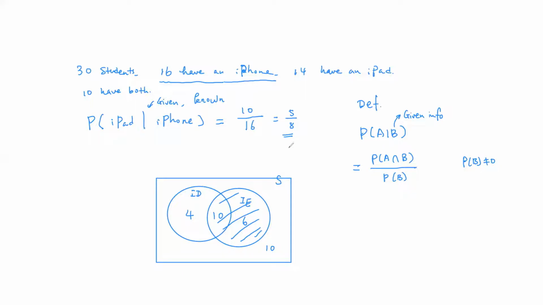Conditional probability using our common sense fits very well with the definition. When I pick a student, we can assume the equally likely condition holds. So here you have 10 out of 16. Now let's divide the numerator and denominator by 30. So 10 out of 30, 16 out of 30. Suddenly, the numerator becomes the probability of having both, and the bottom is the probability of having only iPhone. So that's exactly what this definition is telling us.